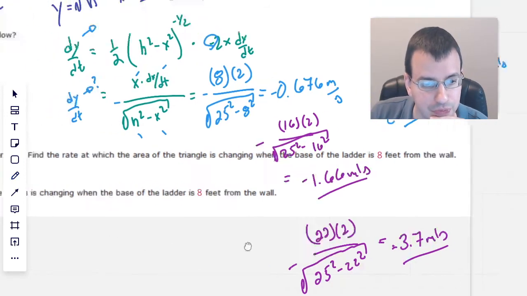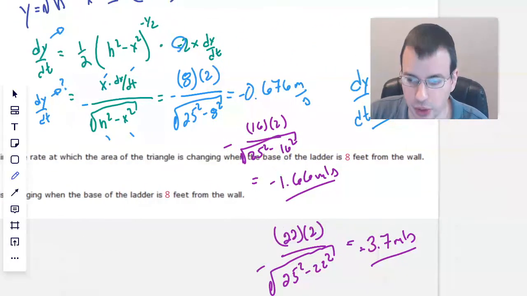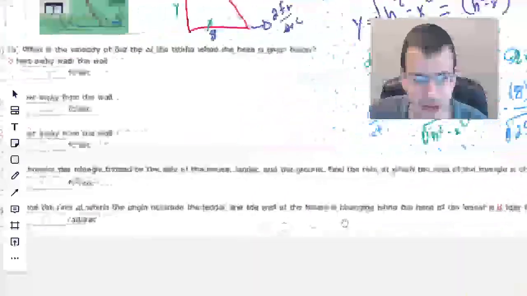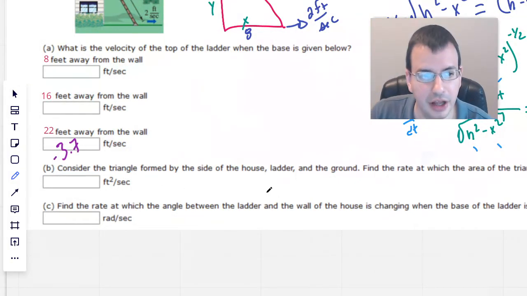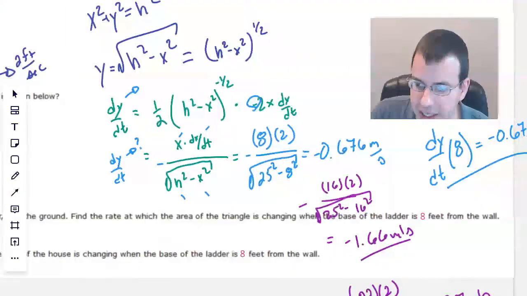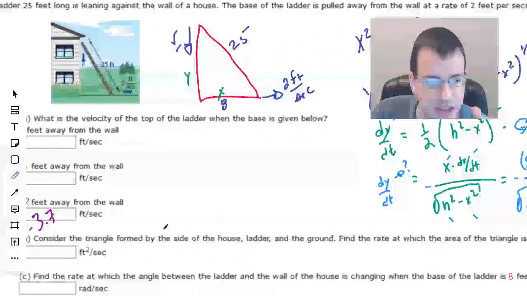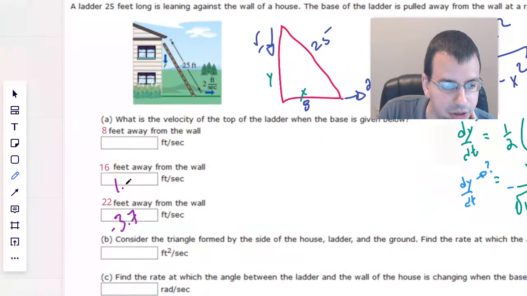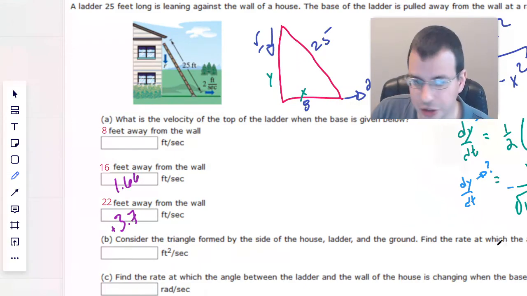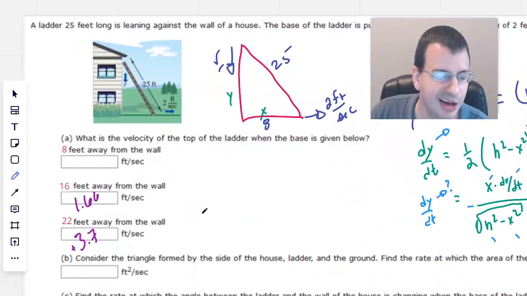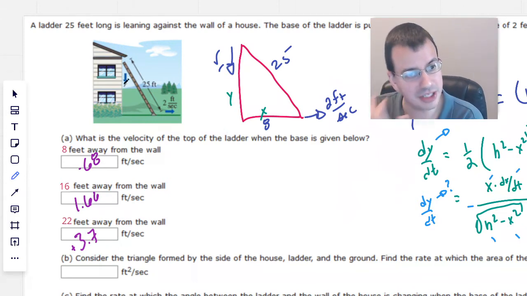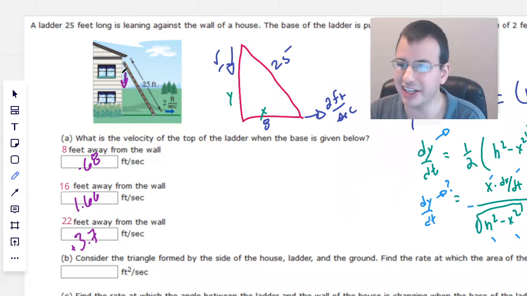Okay. So that is the way we do it. I should probably write those in real quick. 3.7. Negative. They might not actually want the negative in there. 1.66. I'm going to get rid of that negative, and I'll show you why in a second. Coming back, 0.67. Let's say 0.68 feet per second.